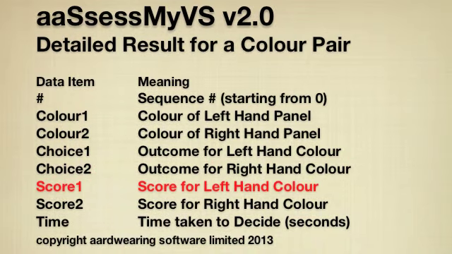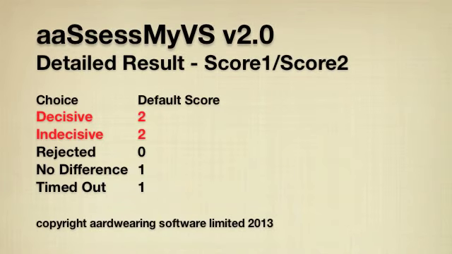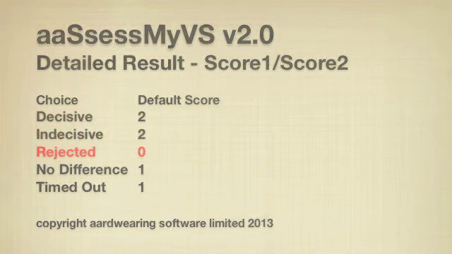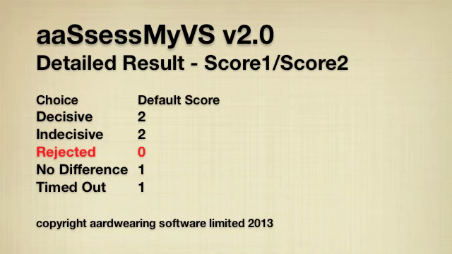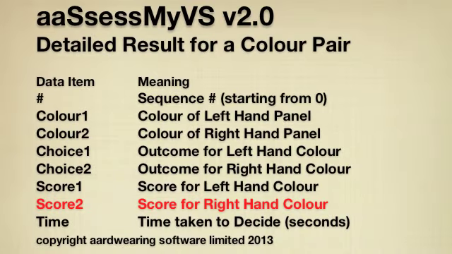Score 1. This is the score for the left-hand colour based on choice 1. If you're using the default scoring settings, then the preferred colour scores 2 points, the other colour scores 0 points. If no colour is preferred, both colours score 1 point. These individual scores are added to a cumulative score for each colour to decide which colours are favoured overall. Score 2. As per score 1, except that this relates to the right-hand colour based on choice 2. Time. This is the time in seconds taken to reach a decision on which colour is preferred.